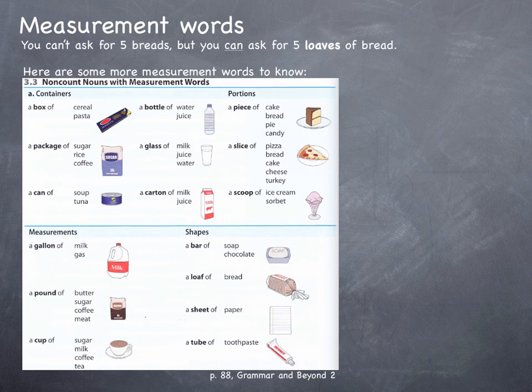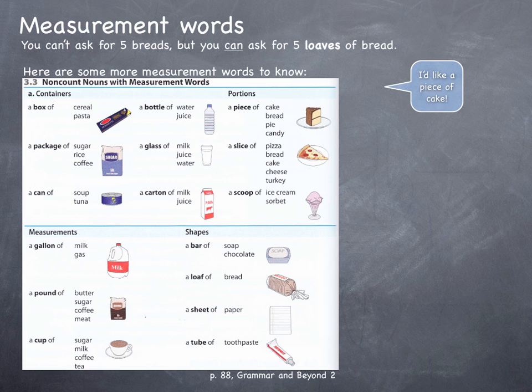So the next way for talking about how much of a non-count thing that you have is by using these measurement words. So, for example, you can't ask for 5 breads, but you can ask for 5 loaves of bread or 5 pieces of bread. This is one of the tables from your book. It's from page 88. You have containers, so a box of cereal or a box of pasta, a bottle of water or juice, a piece of cake or bread or pie or candy. Just look at these words and remember what they are and how to use them. We'll be using them in class a lot, okay? So take some time to remember them.